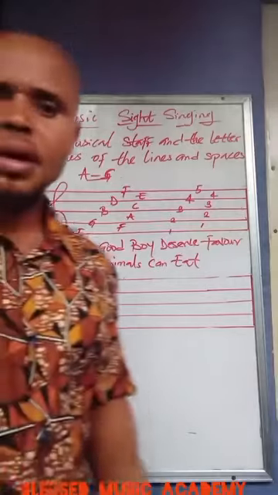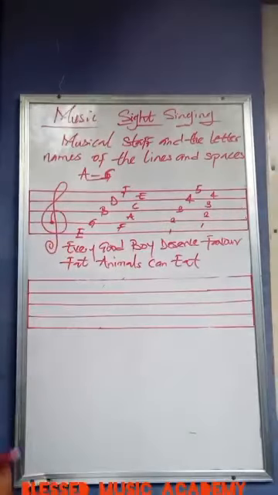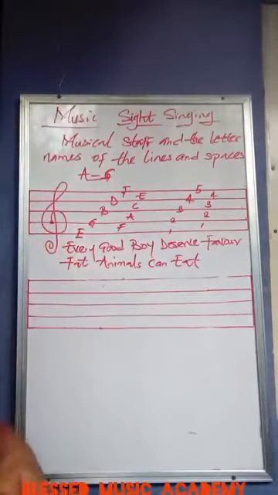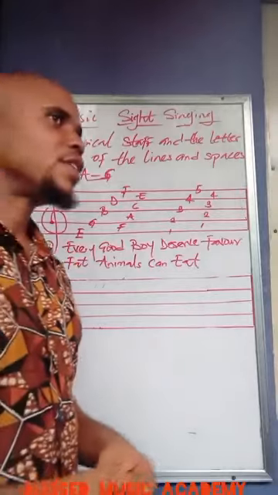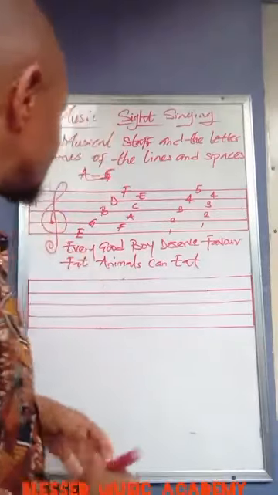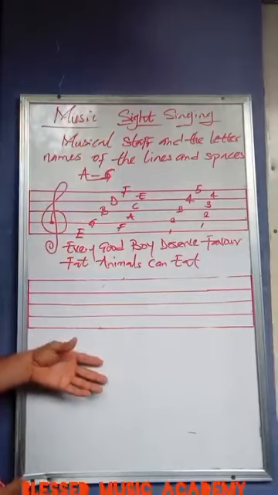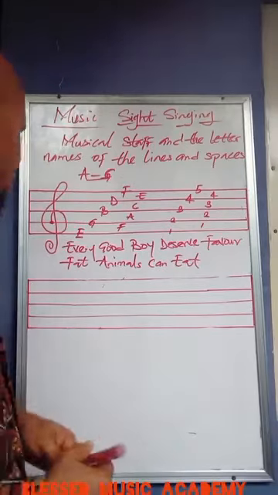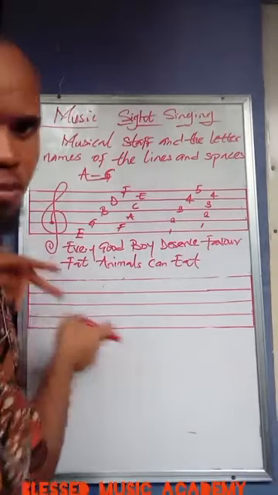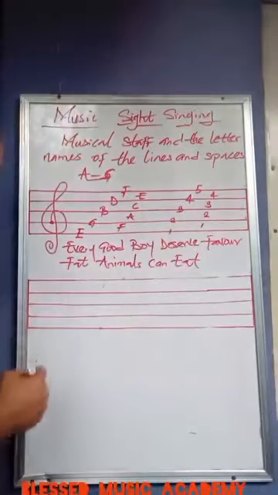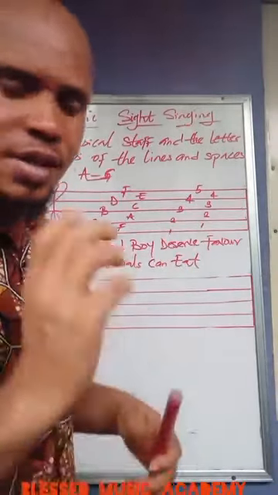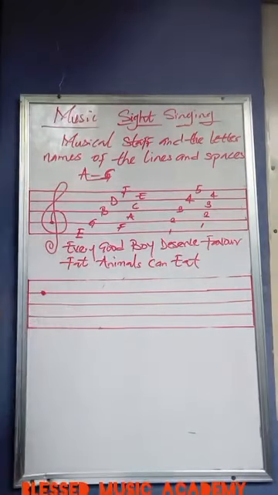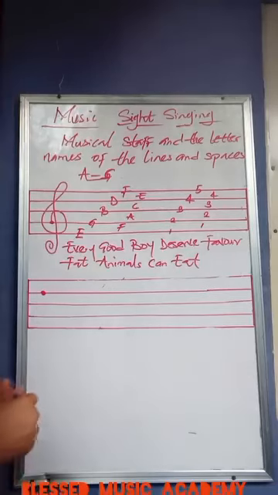Now the next one is the bass staff. The bass staff is also called F staff. The clef is also called F clef. Remember I said when you insert a clef sign into the staff, it gives that staff an identity. Now this staff has no identity, but when we insert the bass clef into this staff, it becomes the bass staff. We begin from here. We call it F clef because we start from the F line.